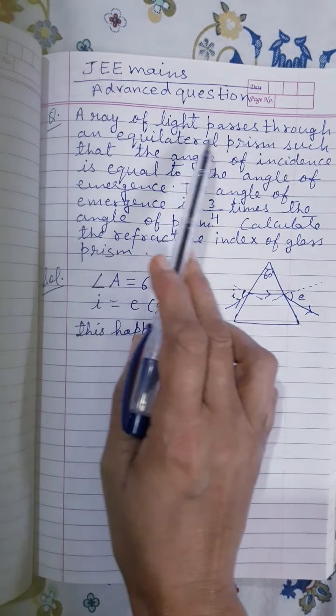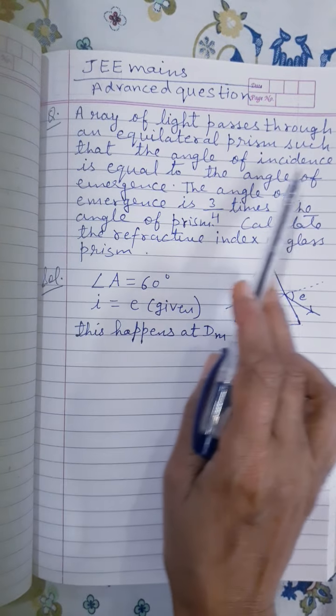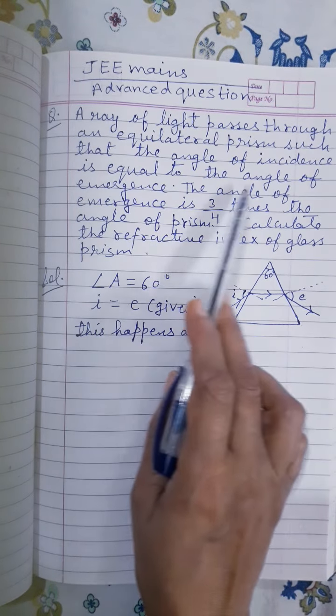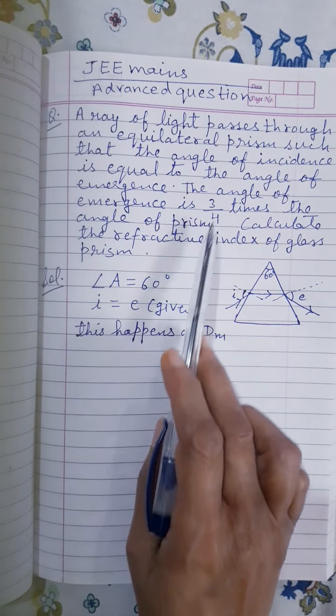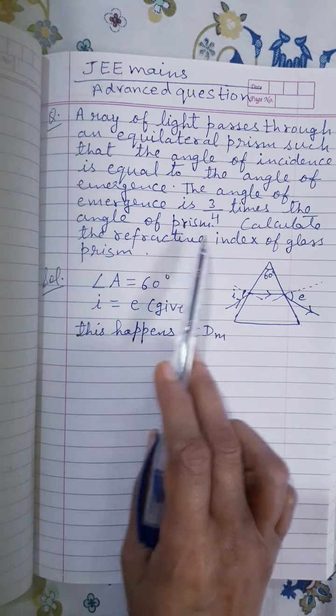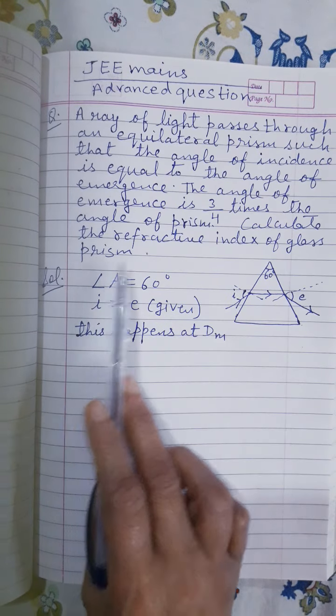A ray of light passes through an equilateral prism such that the angle of incidence is equal to the angle of emergence. The angle of emergence is 3 by 4 times the angle of prism. Calculate the refractive index of the glass prism.